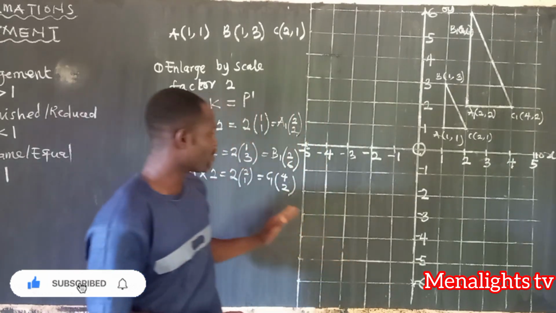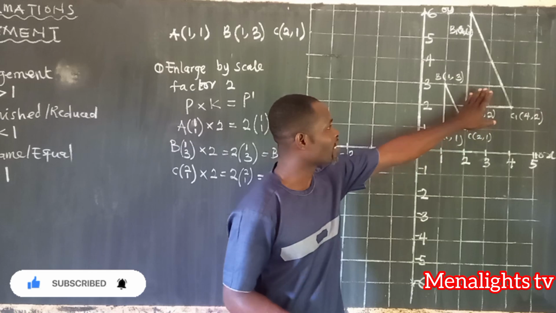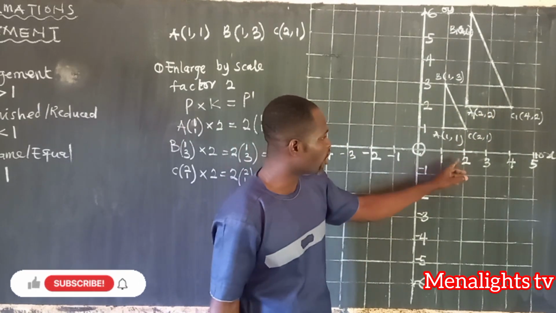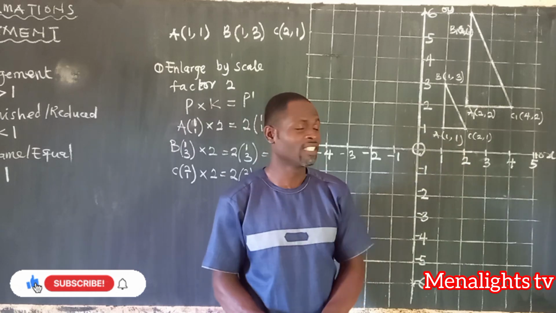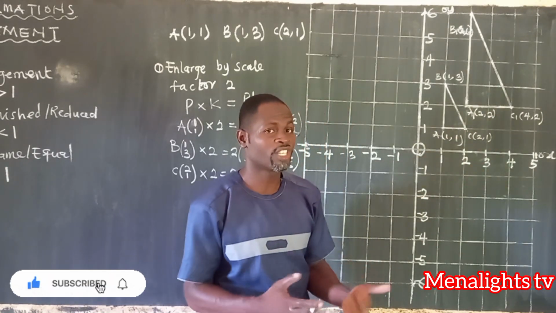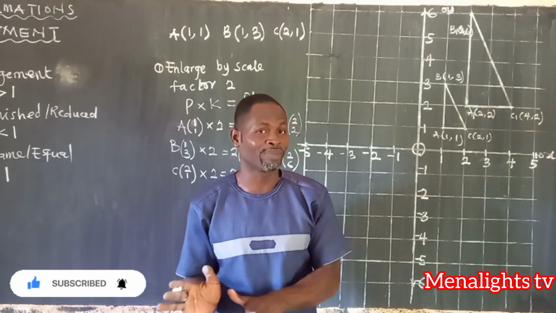Here the scale factor that we use is 2. That means that what we have here is twice of what we have here. So first A was 1, but when you look at it here, it becomes 2, because the scale factor is 2. We use the 2 to multiply the coordinates of the object to get the image.